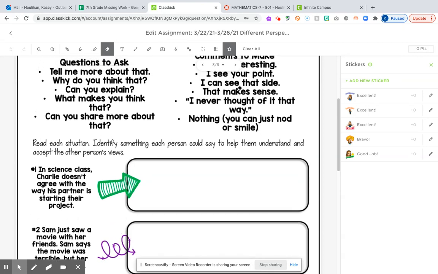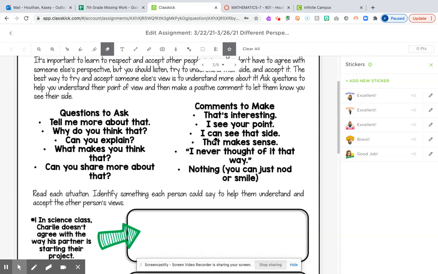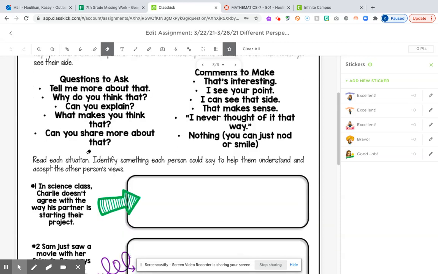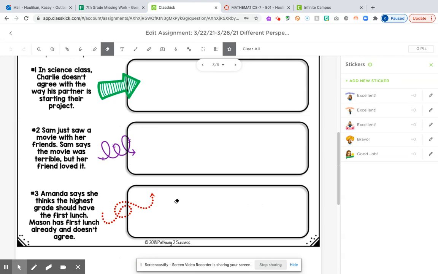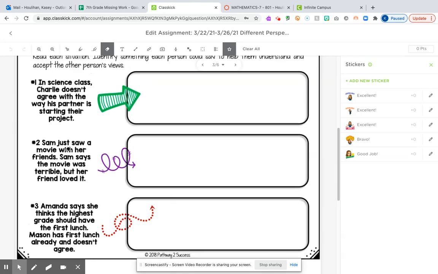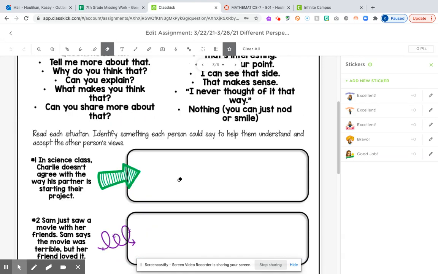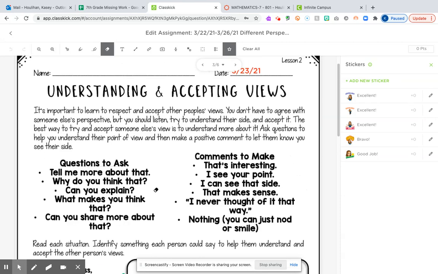Could he just go with it and say nothing? Or could he ask a question? Maybe he could ask, can you tell me why you want to start our project this way? Or can we talk about how we're going to start our project? Okay, so go ahead and do that for the first, second, and third situation. And then that's all for this page.